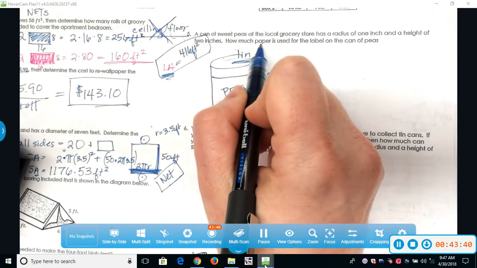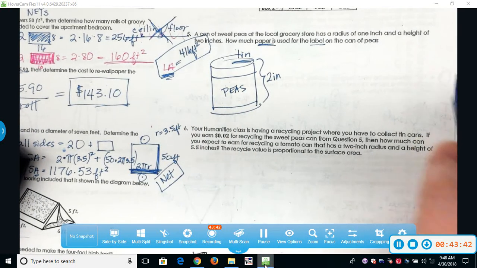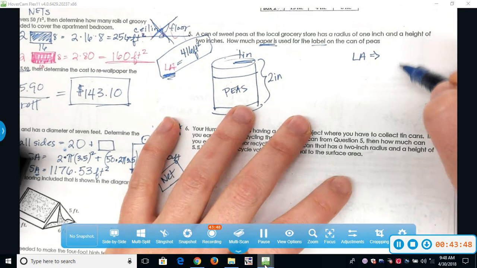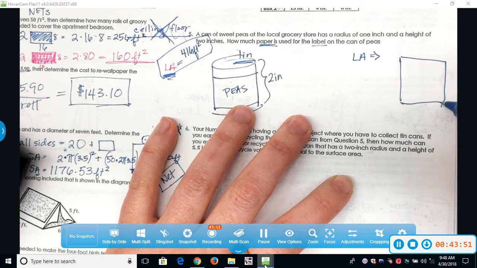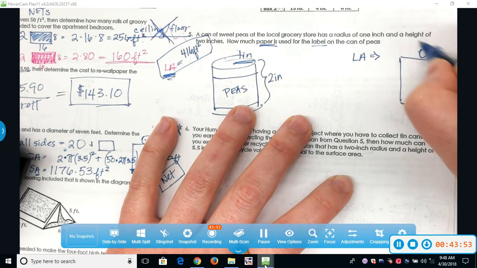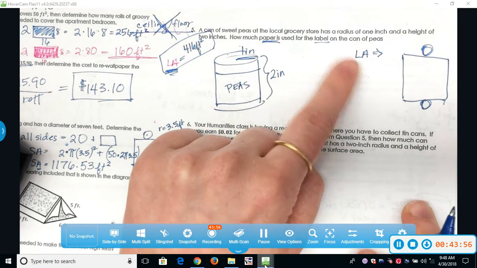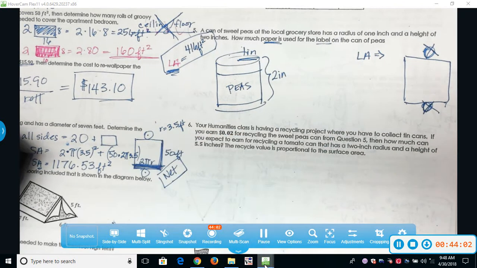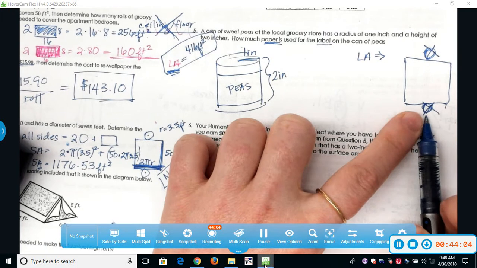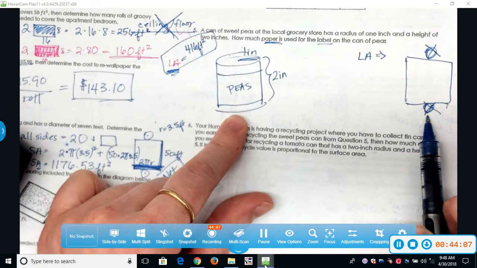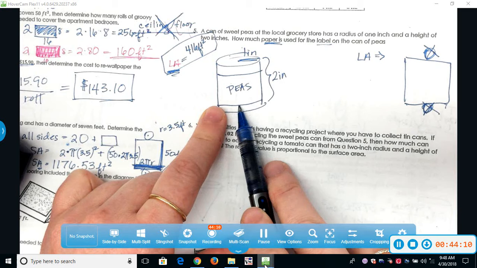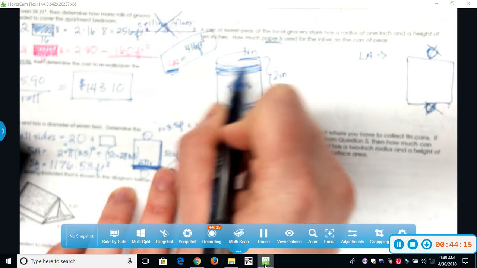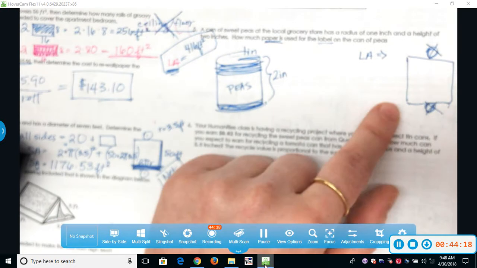They want to know how much paper is used for the label. Oh, okay. So this is a lateral area for a cylinder. So again, I'm going to draw my net. I already showed you why I drew a rectangle. But since we're doing lateral area, we don't have to worry about the top and the bottom. When you have a label on a can, you're not labeling the top of the can or the bottom of the can, right? And we're going to go ahead and assume that there's no space, okay? This is part of the label. The label goes from top to bottom.